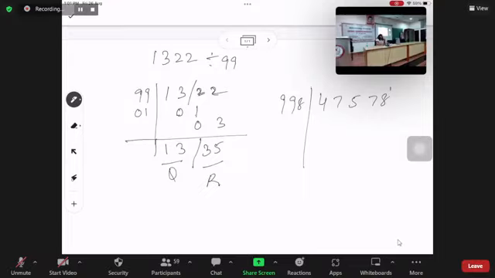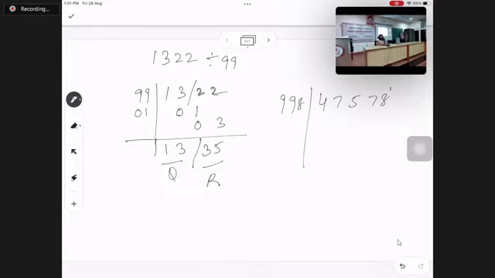Okay. 998 is closer to 1000. So we have 1000 minus 998. So what is the modified divisor? You tell me now. 002. Not 2 only. It is 002 because it has 3 zeros. So the modified divisor should have 3 digits. Okay. So this is 002. Let us start. And it has 3 zeros.